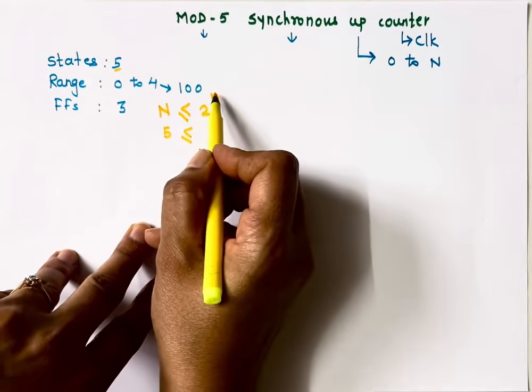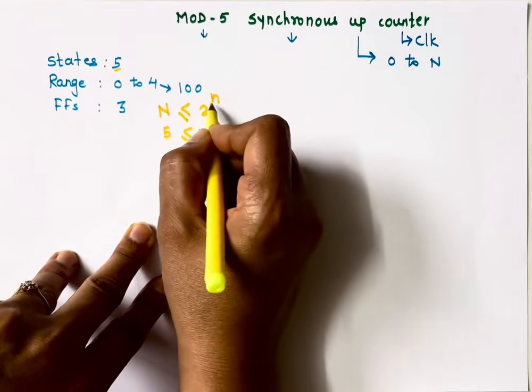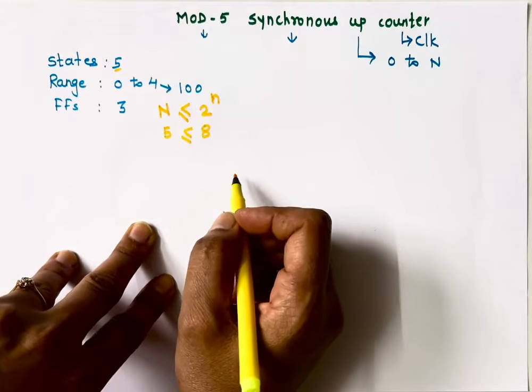So if I'll put 2, 2 raised to 2, 4. It does not satisfy the condition. So I need to put 3. 2 raised to 3 is 8. So number of flip-flops needed are 3.